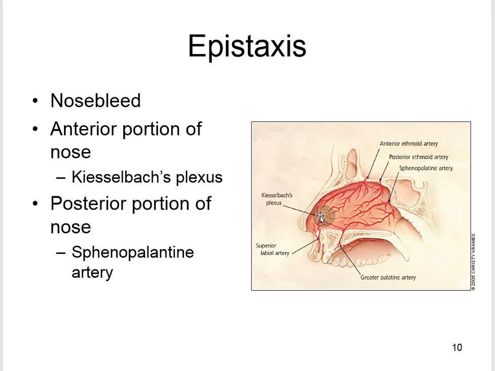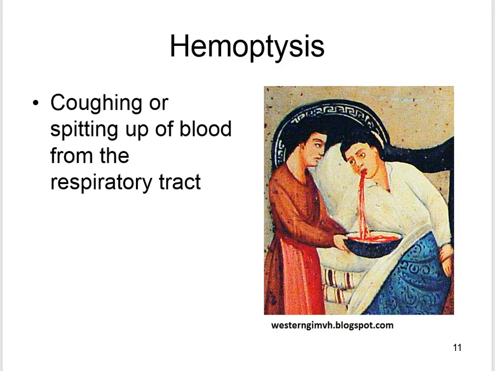The posterior portion, okay, of the nose, the sphenopalatine artery, right in here, okay? This is less common and it's more serious, may be asymptomatic or manifest as nausea, hematemesis, anemia, hemoptysis, or melena, and it's caused by trauma to the nose. Hemoptysis is coughing or spitting up of blood from the respiratory tract.